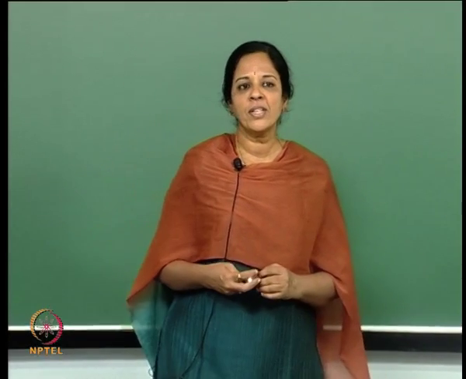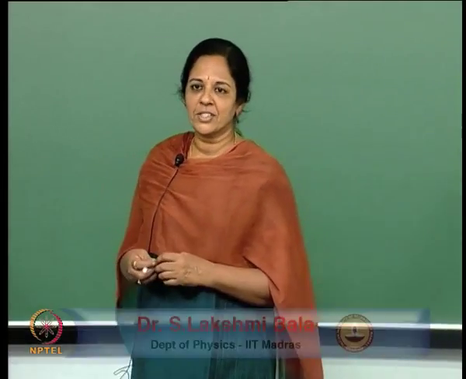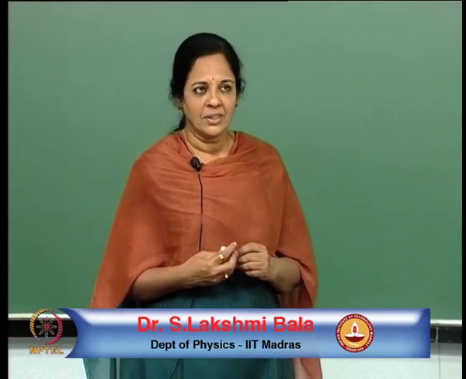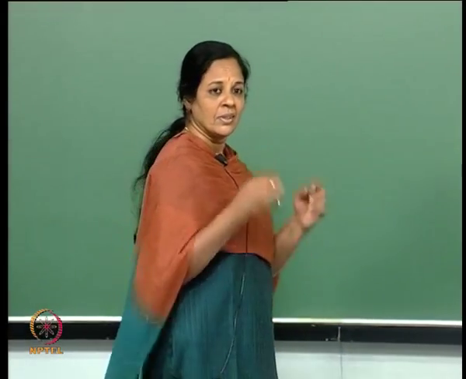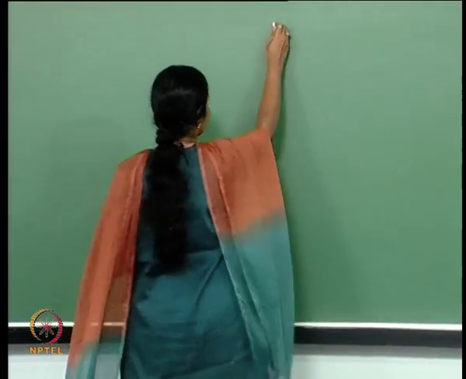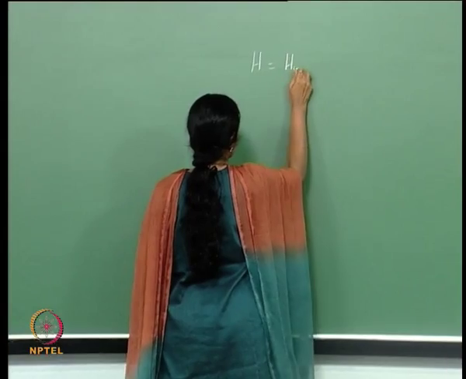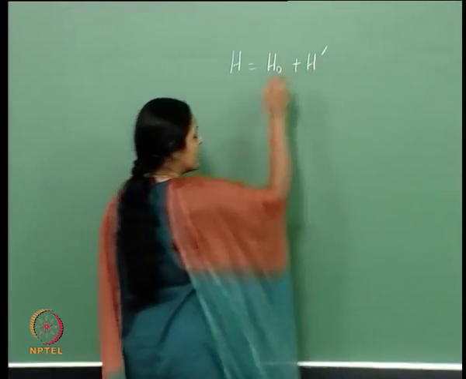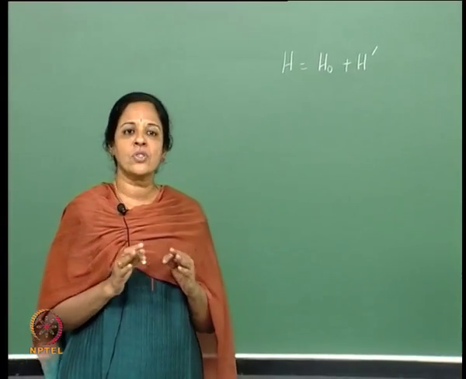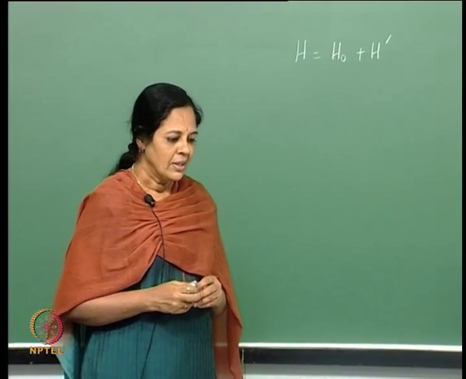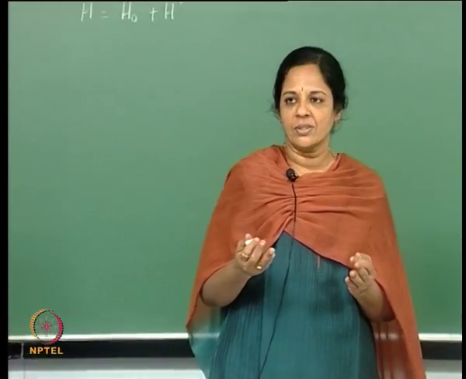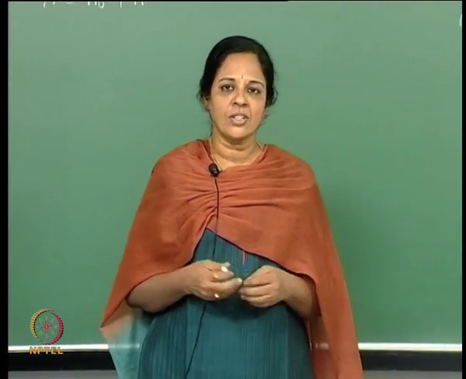In the last few lectures we have discussed stationary perturbation theory, also called the Rayleigh-Schrodinger perturbation theory. There we saw that the Hamiltonian had two parts: the free Hamiltonian H naught, and a perturbing Hamiltonian H prime. H prime itself was not a function of time, and that is why we refer to that as time independent perturbation theory or stationary perturbation theory.